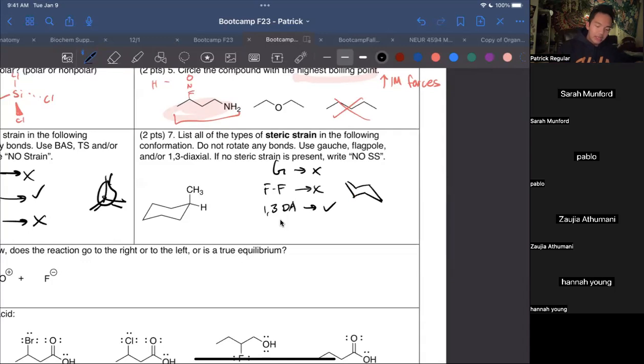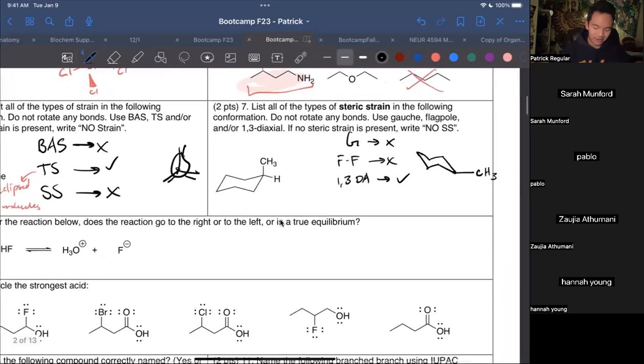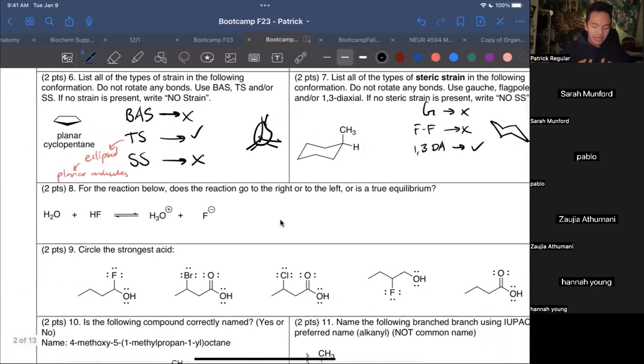If you had a chair conformation with an equatorial CH3, as another example, you don't have steric strain, you don't have torsional strain, and you don't have bond angle strain. Another example of no strain. Now let's look at the equilibria. The main thing to note, addressing a problem we saw in the problem set, is an acid must react with a base.